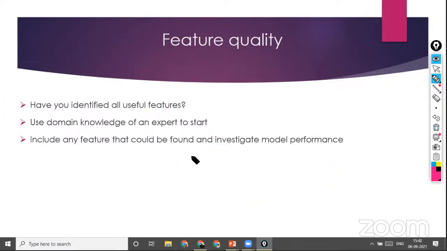Okay. Apart from the correlation analysis, you can also go by the model performance. If you find that adding a new feature improves the performance, or removing one feature improves your performance, then you can do that also. So feature quality is very important.